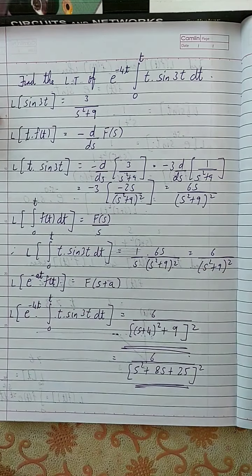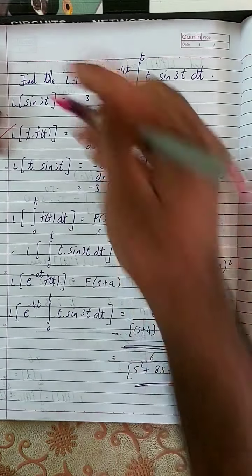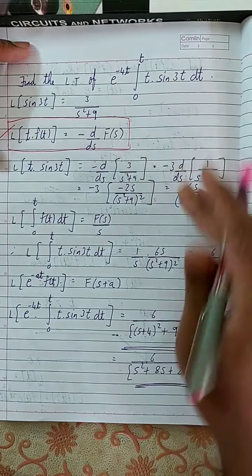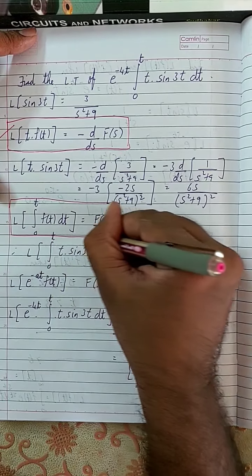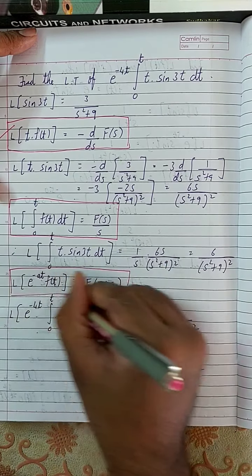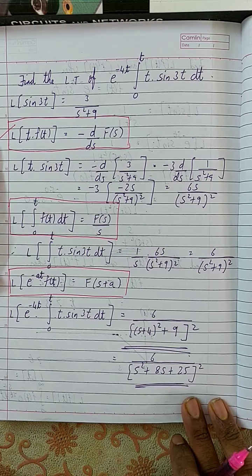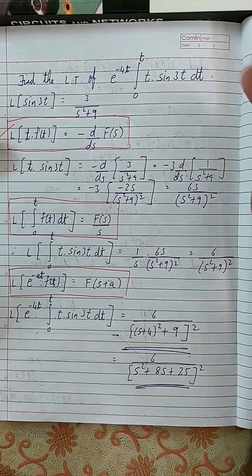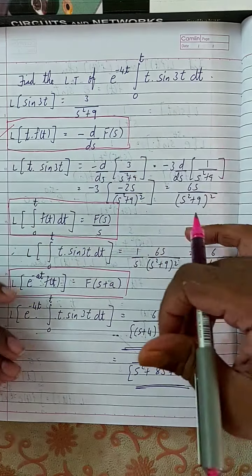I used the multiplication by t property, then the time integration property, then the frequency shifting theorem. I used three properties to solve this question. This is how questions in Laplace transform can usually be answered. They'll give you a function and you can use any properties in any way you like to find the Laplace transform.